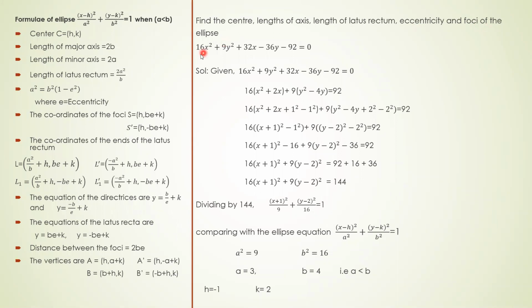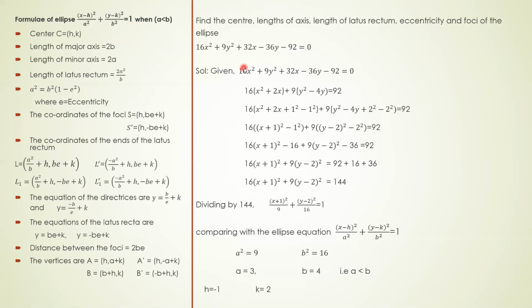So the given problem is 16x square plus 9y square plus 32x minus 36y minus 92. Now, when we see this problem, we are unable to compare it with our standard form. What is the standard form? That is x square divided by a square plus y square divided by b square is equal to 1. But it is not matching. Neither is it matching with the h comma k equation, that is x minus h whole square divided by a square plus y minus k whole square divided by b square is equal to 1.